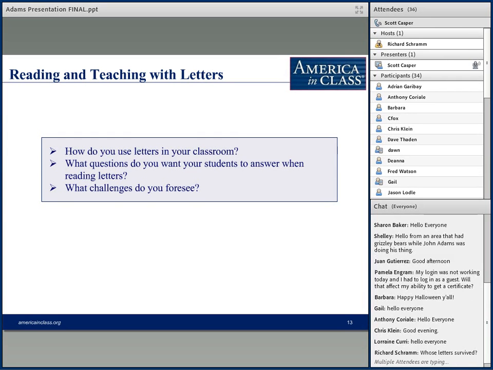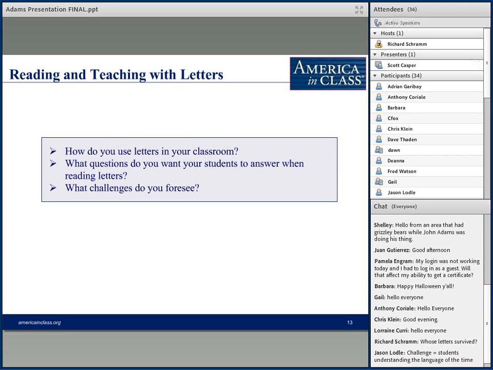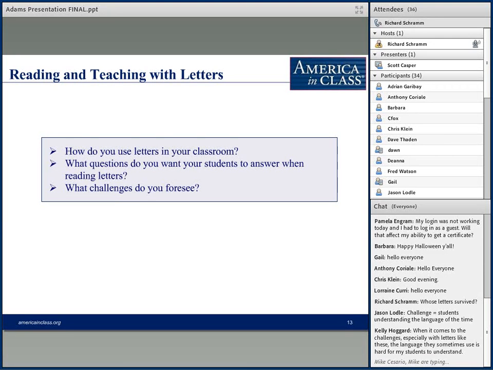I see that many people are typing. Okay, we have here one of the challenges of using letters like this is that the students have a difficult time understanding the language. Another person says, when it comes to the challenges, especially with letters like these, the language they sometimes use is hard for my students to understand. That 18th century prose, Scott, is really tough.